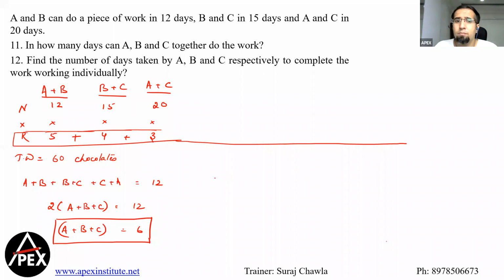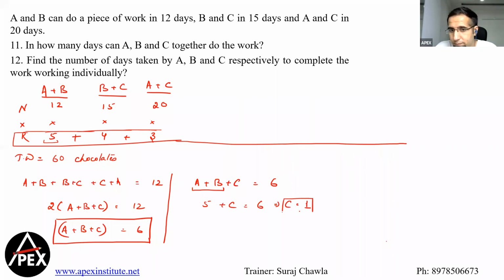Right. Now, if the efficiency of A plus B plus C is equal to 6, what is the other information I have? You can see A plus B is equal to 5. So if A plus B is equal to 5, can I say 5 plus C is equal to 6, which means the efficiency of C is equal to 1? Is this point clear, guys? A plus B I'm bringing from here. We have to only target the second row.